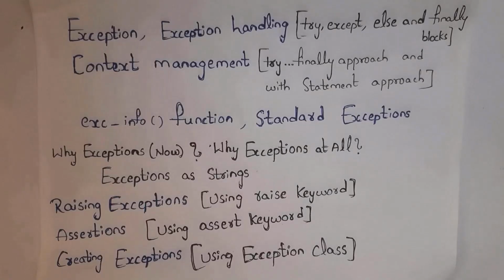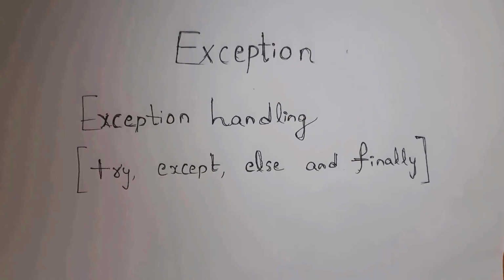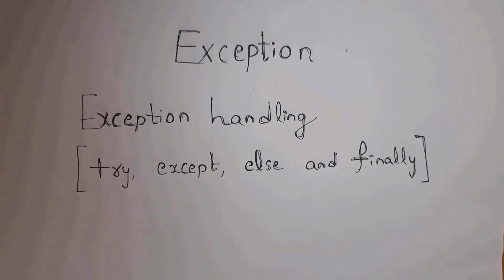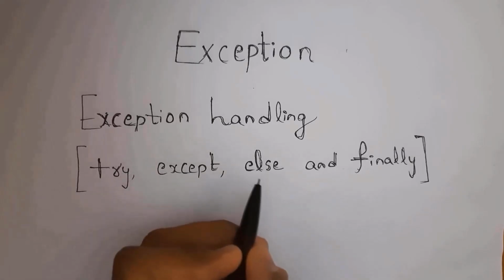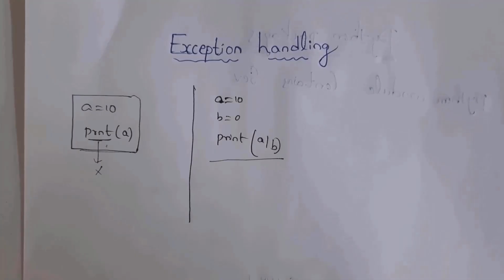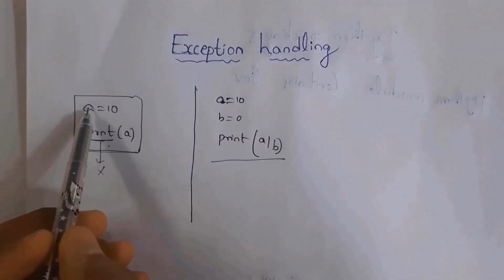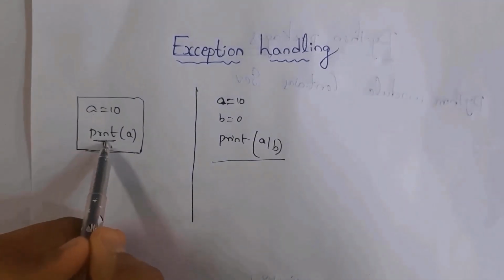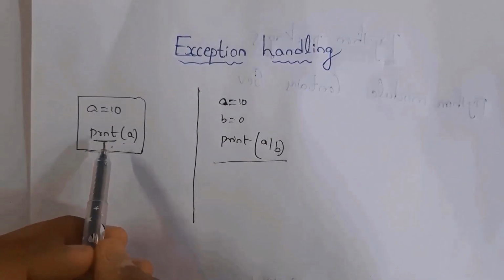Next I will explain the exceptions topic. At first I will explain what is an exception in Python and then I will explain how to handle exceptions by using try, except, else and finally blocks. Before starting this, you need to know the difference between exception and error. For example, I wrote here a equal to 10 and I wrote print of a. Actually the print spelling is print, but here I wrote it wrong.